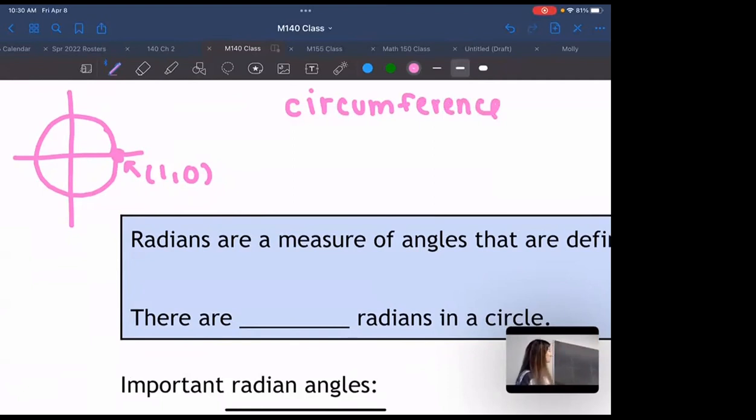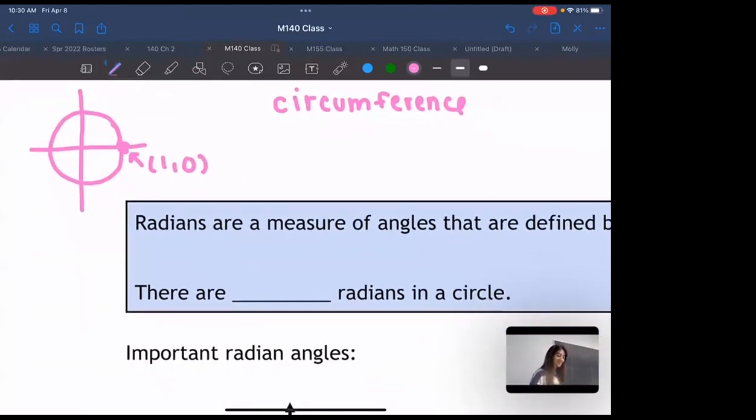Circumference. Anyone remember what circumference means? The outside of something? Yeah, it's like the perimeter or the outside of a circle. It's kind of like the length of the circle. Unfortunately, you can't take a ruler and measure the length around a circle.